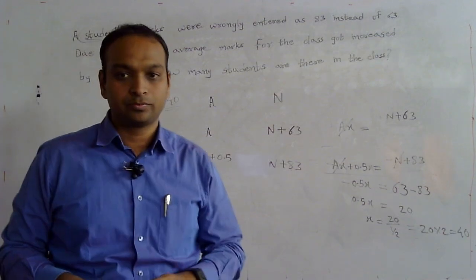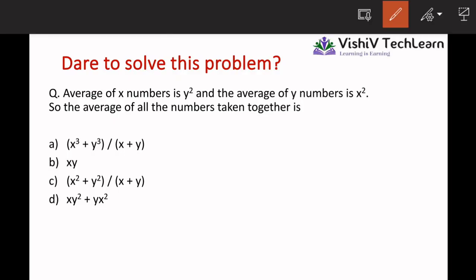Yeah, thank you. At the start of this video, we have seen this problem. Let's try to solve this now. The average of x numbers is y square and the average of y numbers is x square. Now this may seem to be a very difficult or confusing problem, but believe me, this is very easy.